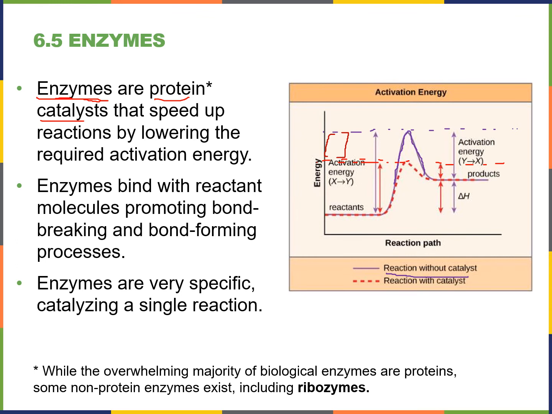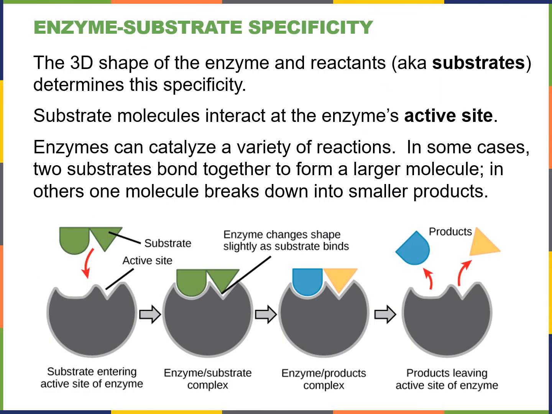Enzymes bind with reactant molecules, promoting bond breaking and bond forming processes. So we talked about the potential energy that's in those bonds and how that energy is released and becomes kinetic energy once those bonds are broken. And enzymes are very specific. They catalyze single reactions. Now let's talk about enzyme-substrate specificity. The chemical reactants to which an enzyme binds are known as the enzyme's substrates. It's also known as the reactants. So the 3D shape of the enzyme and the substrates determines this enzyme-substrate specificity.